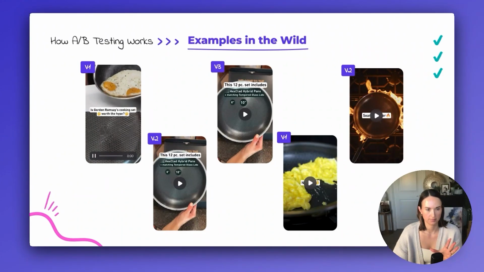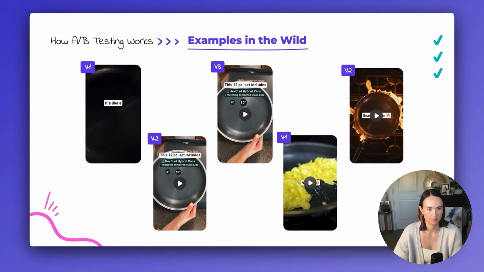Watch the hook. Is Gordon Ramsay's cooking set worth the hype? Let's check it out. It's like a superhero pan.